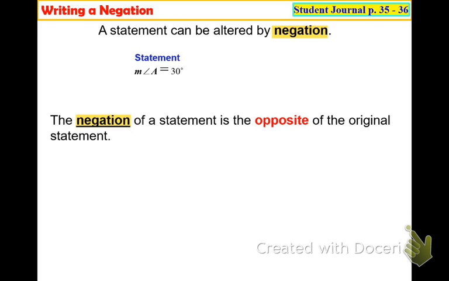If we had a statement, the measure of angle A is 30 degrees, the negation would be the measure of angle A is not equal to 30 degrees. If we had a statement, angle A is not acute, what do you think the negation would be? Angle A is acute. Okay, so these should be really simple. Let's see. I am not running. The negation is I am running.